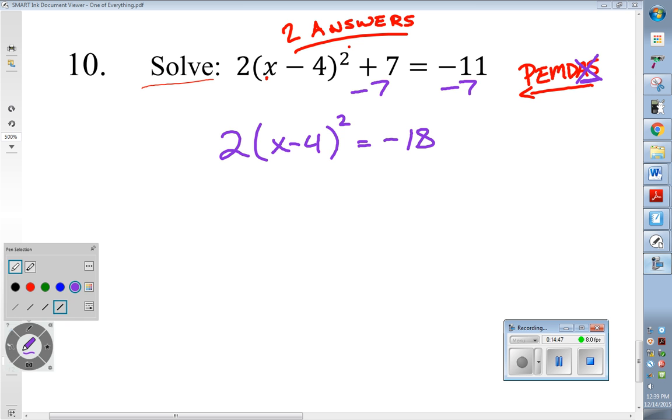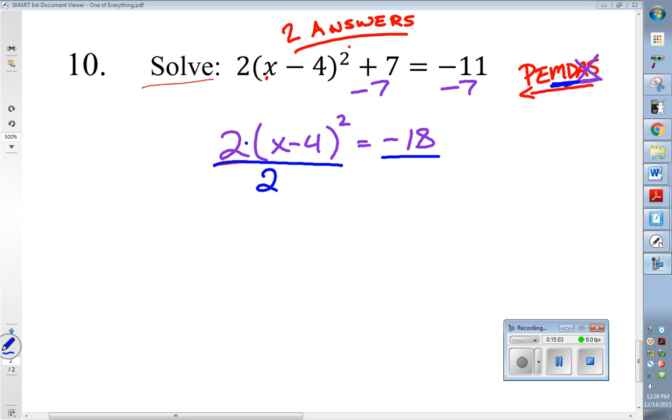Next thing we want to do is multiply or divide. Well, I can do that. I have this 2 in front. It's being multiplied. Do not distribute that. That is the number one mistake students make. Instead, I want to divide. I want to get rid of it. Right now it's being multiplied. To get rid of it, I divide. Now it's gone. x minus 4 squared equals negative 18 divided by 2, which is negative 9.